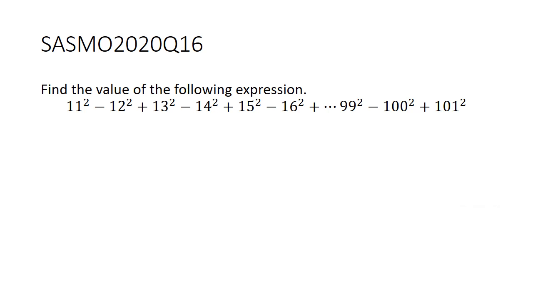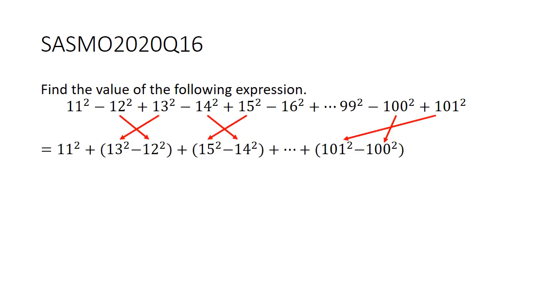Now, to tackle this question, we're going to do a bit of shuffling of the terms. I'm going to swap the order a little bit. I'm going to first leave 11 square alone, but I'm going to swap the order of 13 square and minus 12 square. I'll shift 13 square in front and minus 12 square behind. Similarly, 15 square goes in front, minus 14 square goes behind, and so on and so forth. Now you'll see that I get 13 square minus 12 square, 15 square minus 14 square.